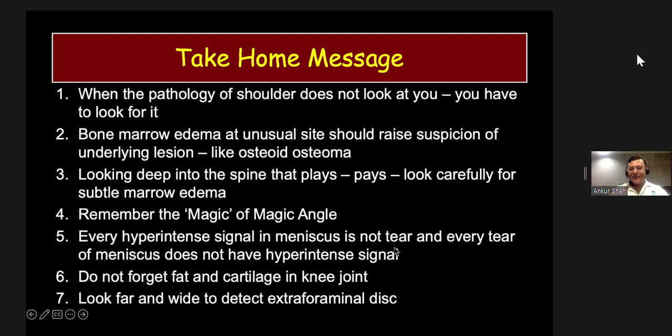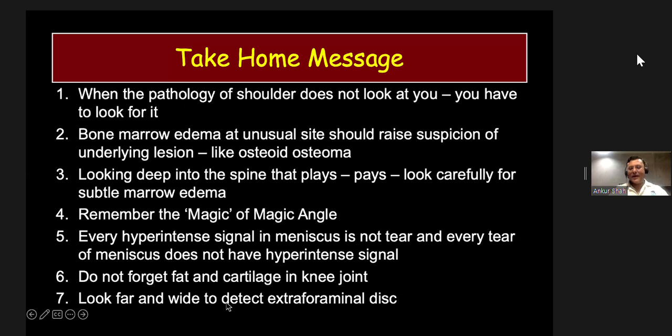Every hyperintense signal in meniscus is not a tear, and every tear of meniscus does not have hyperintense signal. It could be just abnormality of shape, which is a much more reliable sign for the meniscus tear. Do not forget the fat and cartilage in the knee joint. Once you have looked at the ligaments and tendons, the cruciate and collateral, after that, even if you are not finding any abnormality or any reason for the patient's pain, look carefully at all the fat pads and also at the cartilage for subtle defect or subtle edema, which can be responsible for the patient's pain.